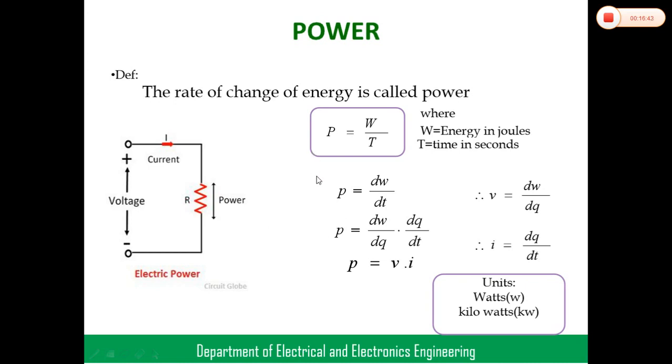Coming to the units, the unit of power is watts, and we can also write kilowatts if needed based on the application. So watts is the unit for power. We will also briefly discuss the difference between AC and DC power in the next chapter.